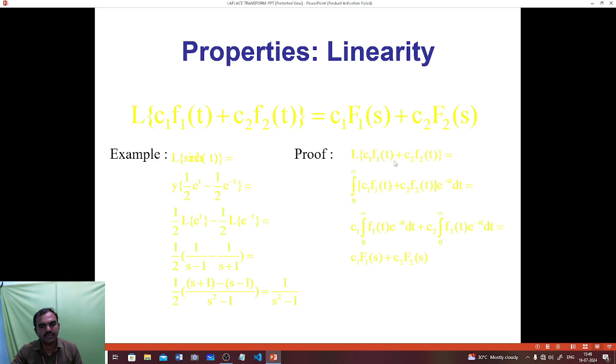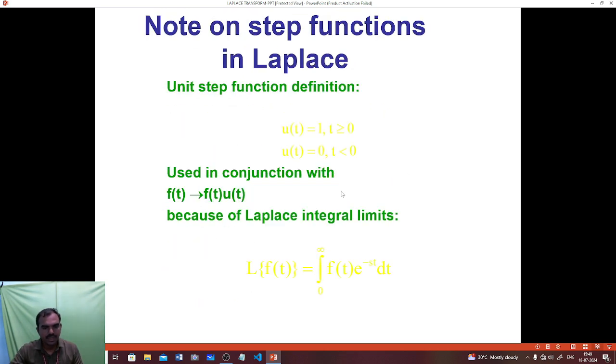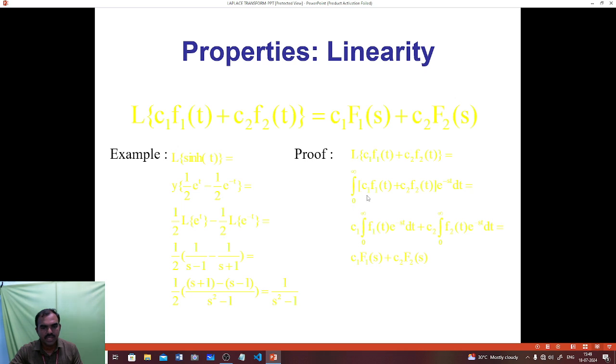L of c1 f1 of t plus c2 f2 of t. We are familiar with the Laplace transform formula from the previous one: L of f of t equals the integral from 0 to infinity of f of t e power minus st dt. Applying the formula here, c1 is constant, so we have c1 times the integral from 0 to infinity of f1 of t e power minus st dt, plus c2 times the integral from 0 to infinity of f2 of t e power minus st dt. Each integral is the Laplace transform, so we write c1 F1 of s plus c2 F2 of s.